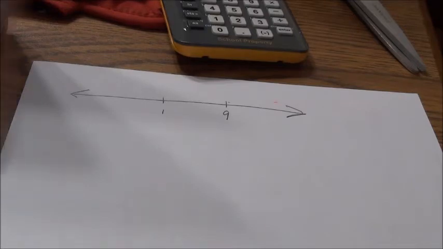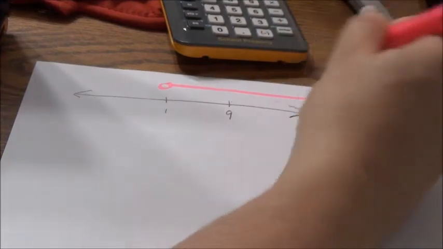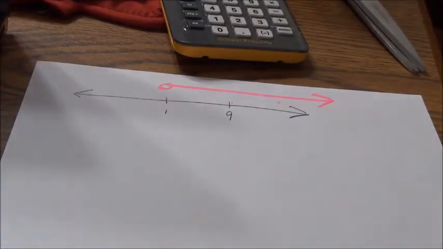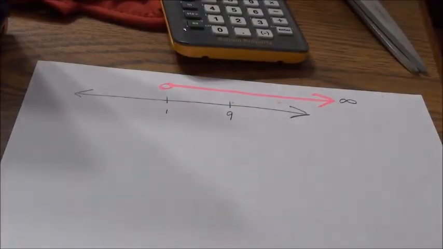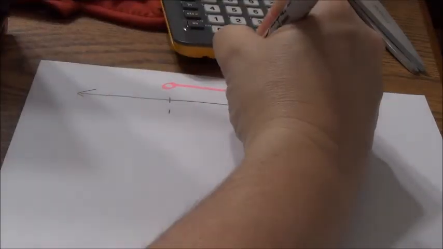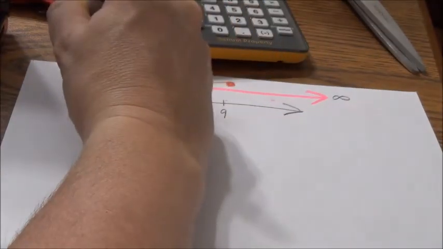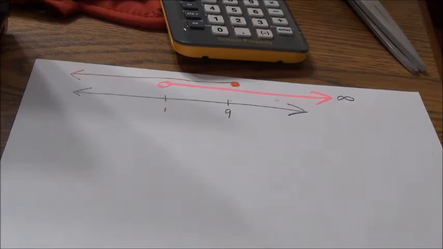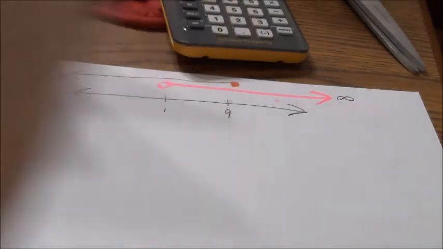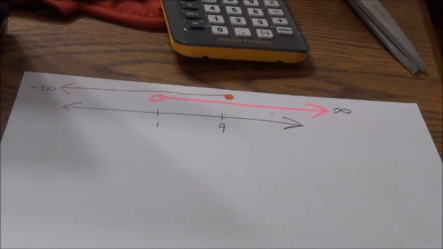If I'm doing greater than 1, I'm having an open circle at my 1, doing everything greater than, so that one is going to positive infinity. On my second one, I'm going to try my orange here. Less than or equal to 9. If I'm less than or equal to 9, I have a filled in dot at 9. I'm going everything less than, and so in this case, I'm going to negative infinity. So I have my graph.